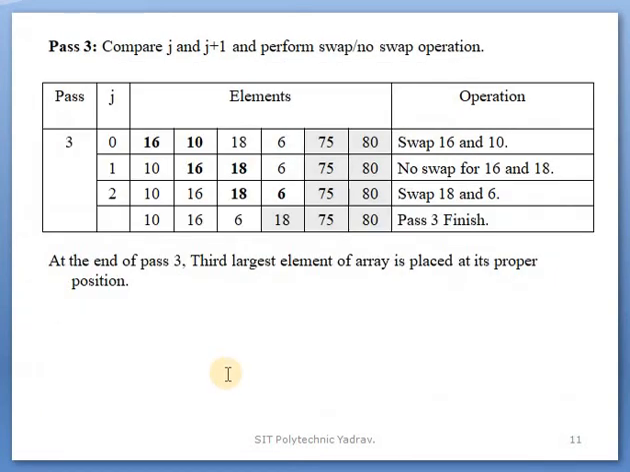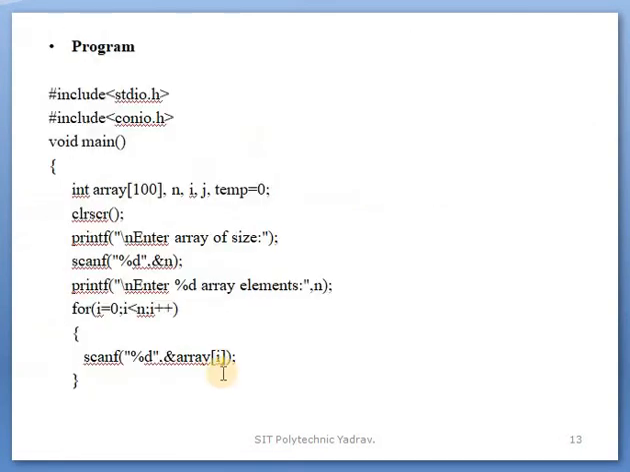The same logic is used in a program. How is it possible? Check it. The next point is the program. stdio and conio, you already know, these are the header files. void main is a function. Array: an integer array of size 100. n, i, j, temp, these are the variables we take for our programming purpose. Okay, clrscr clears the window.